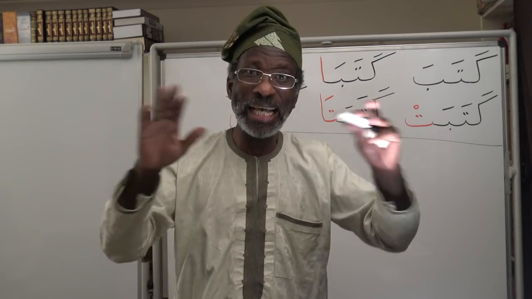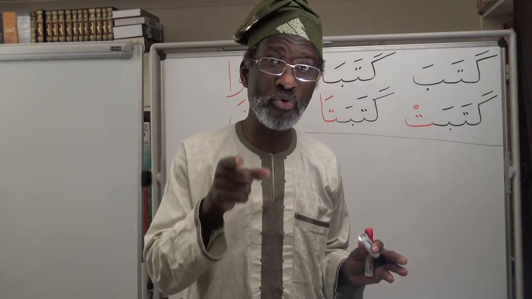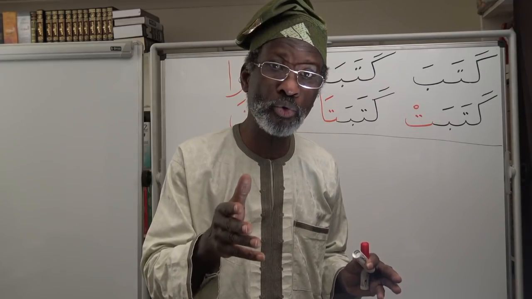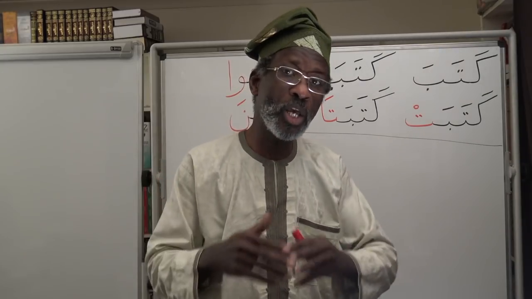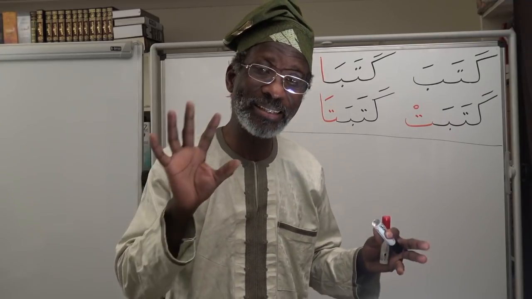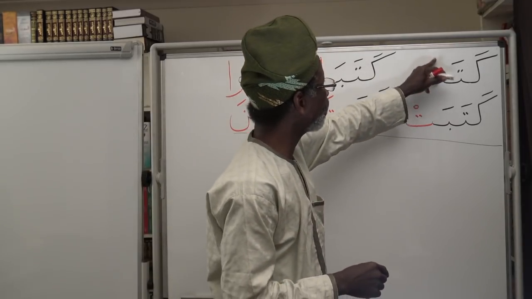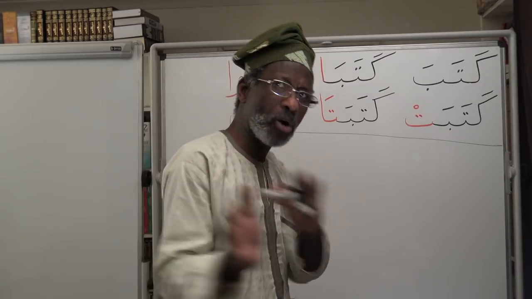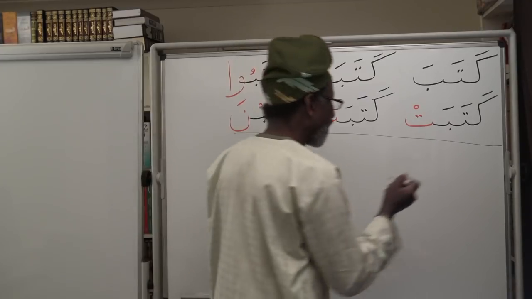Now, all the second person, take this note first. Whether I'm saying you singular male, you singular female, or you two male, you two female, you lot three or more male, you lot female, in all these six second person, take this note. You have to put sukun on the last root letter. So it becomes katab.